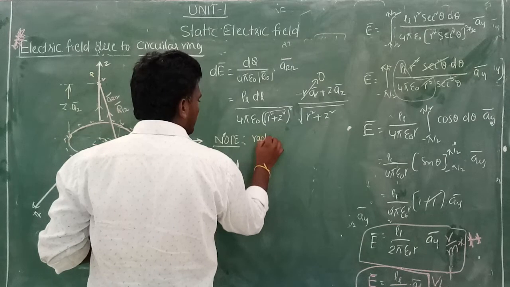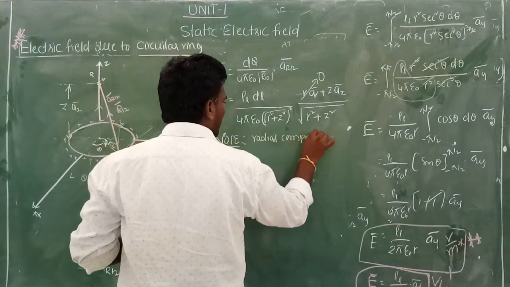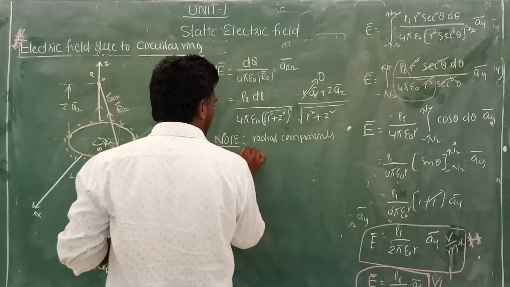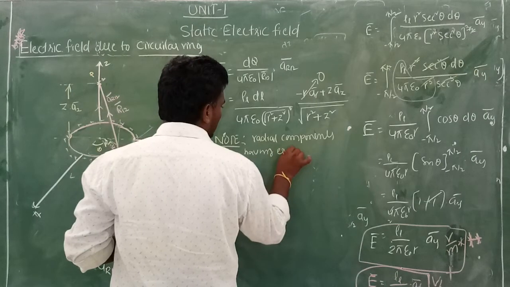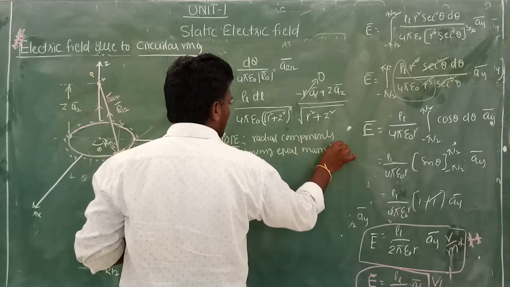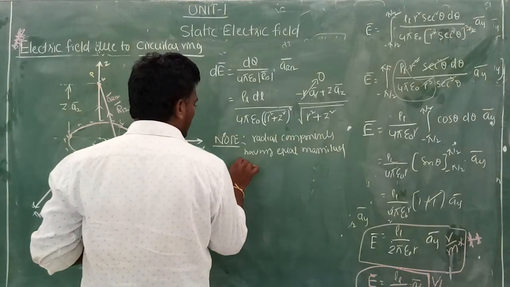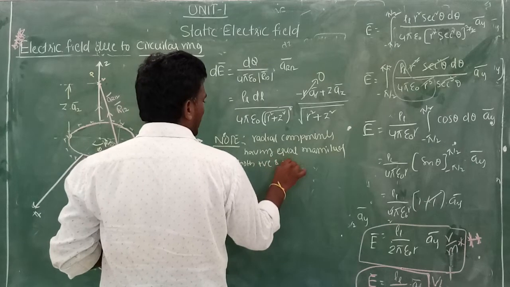The integration with respect to the r component will be 0. Radial components having equal magnitude, both positive and negative direction.